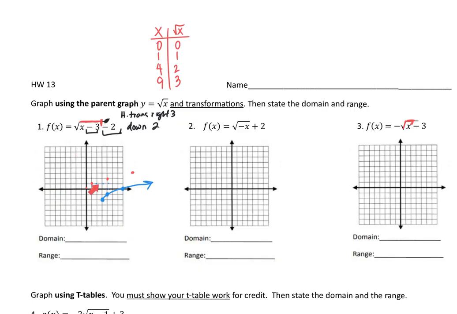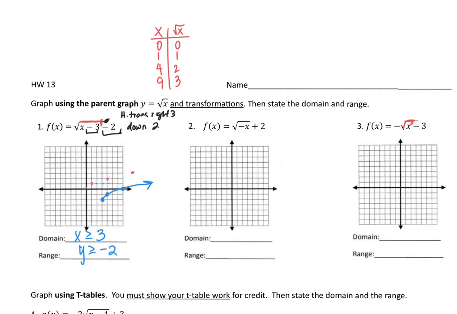So this graph got moved over to the right 3. So this graph is starting at +3 and it's going greater than. So my domain is x is greater than or equal to 3. And my range, the lowest part of the graph here is at -2. And it also goes up, right? The graph is going up. So it's y is greater than or equal to -2.